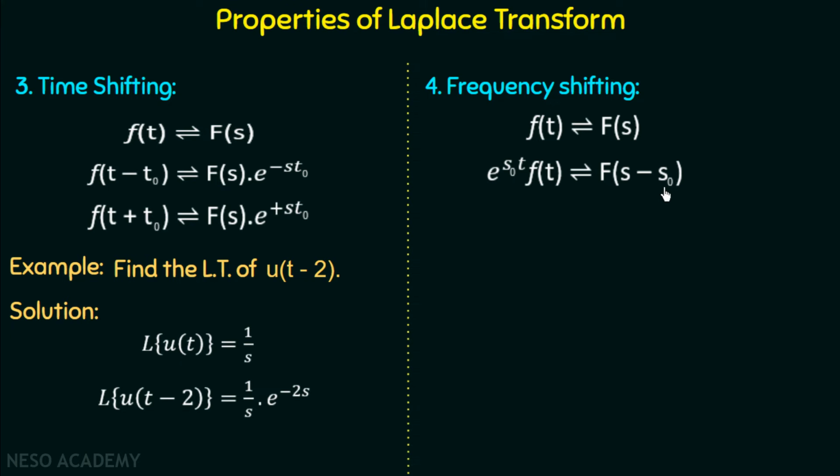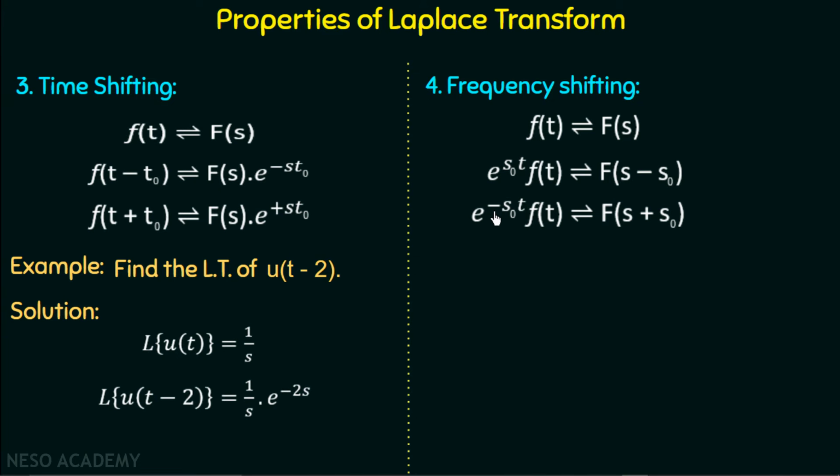Similarly, if we perform the left shifting in the frequency domain, we will have e to the power minus s naught t f of t will have a Laplace transform F of s plus s naught. In this case, we are performing the left shifting in the frequency domain, and that's why we are getting an exponential function with the negative sign in the time domain. So we can say that shifting in frequency domain will result in the exponential multiplication in the time domain with an opposite sign.